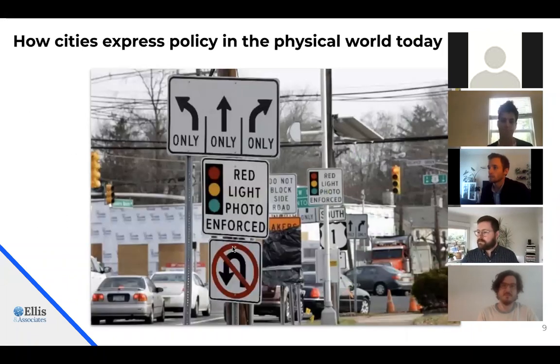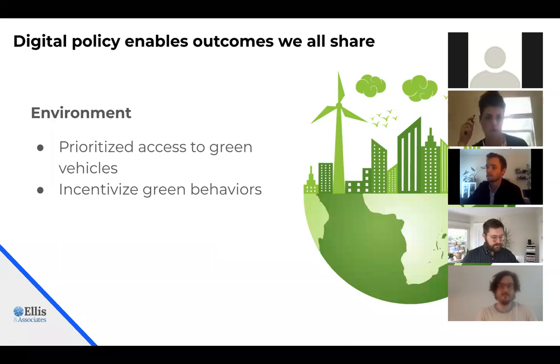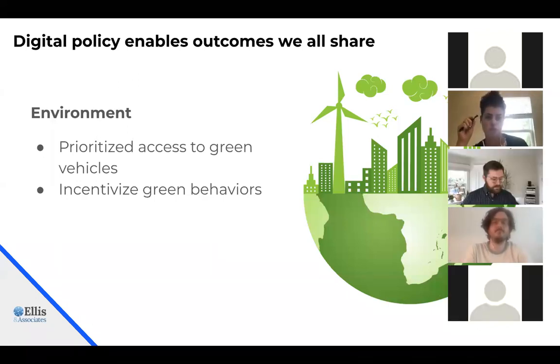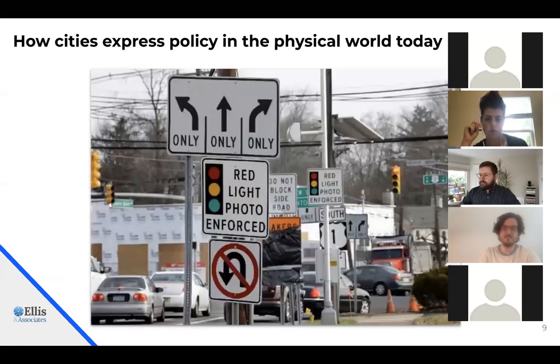Similarly, it also has the power to enable environmental outcomes. We'll be talking a little bit about curb management potentially, and I know that's one of the subjects that has been very near front and center with the Open Mobility Foundation. So that might end up meaning that digital policy has the ability to actually prioritize access to green vehicles or green behaviors like ride sharing or other things. So it has a lot of ability that we're just beginning to explore.